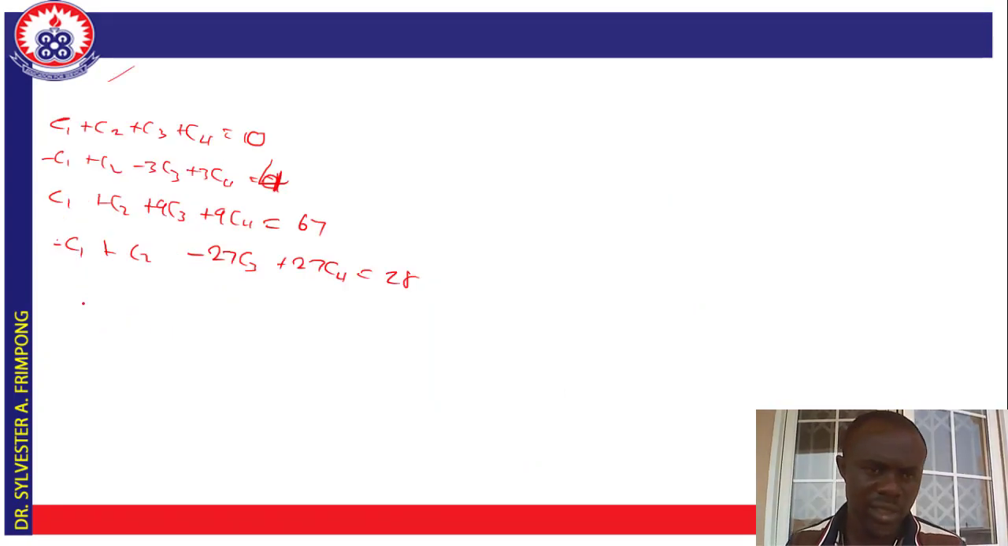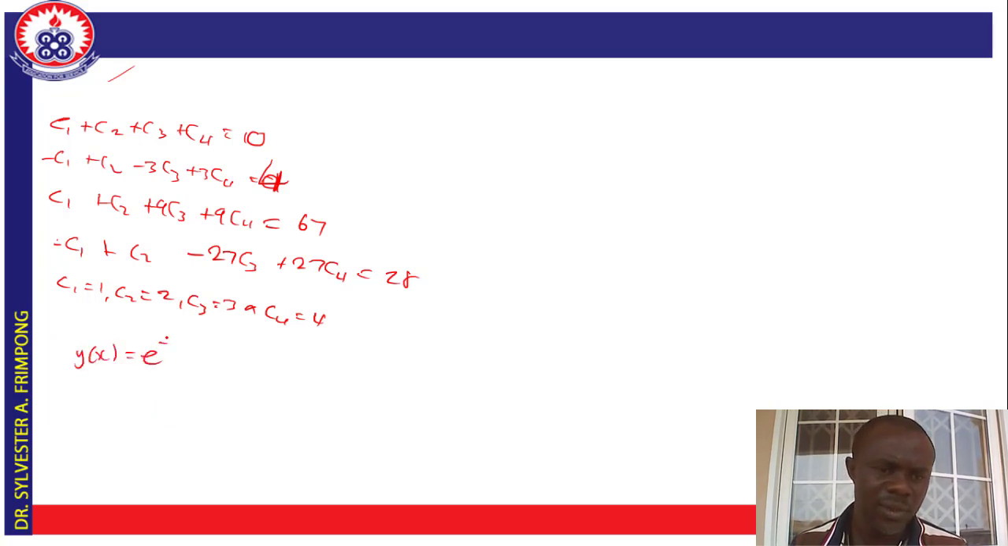And we solve these simultaneously. We're going to get c1 equals 1, c2 equals 2, c3 equals 3, and c4 equals 4. So therefore, the particular solution is y of x equals e raised to the power negative x plus 2 e raised to the power x plus 3 e raised to the power negative 3x plus 4 e raised to the power 3x.